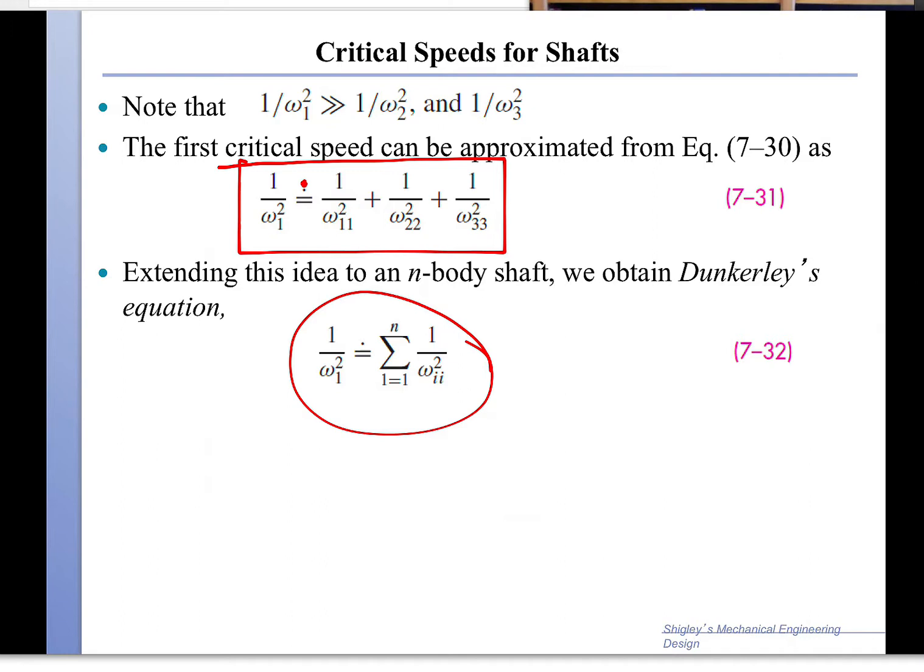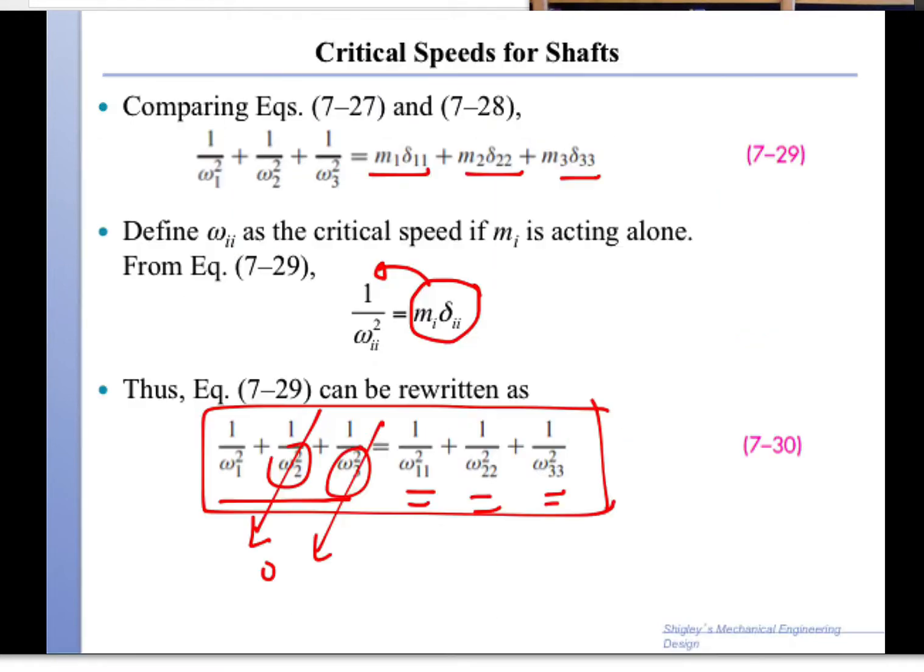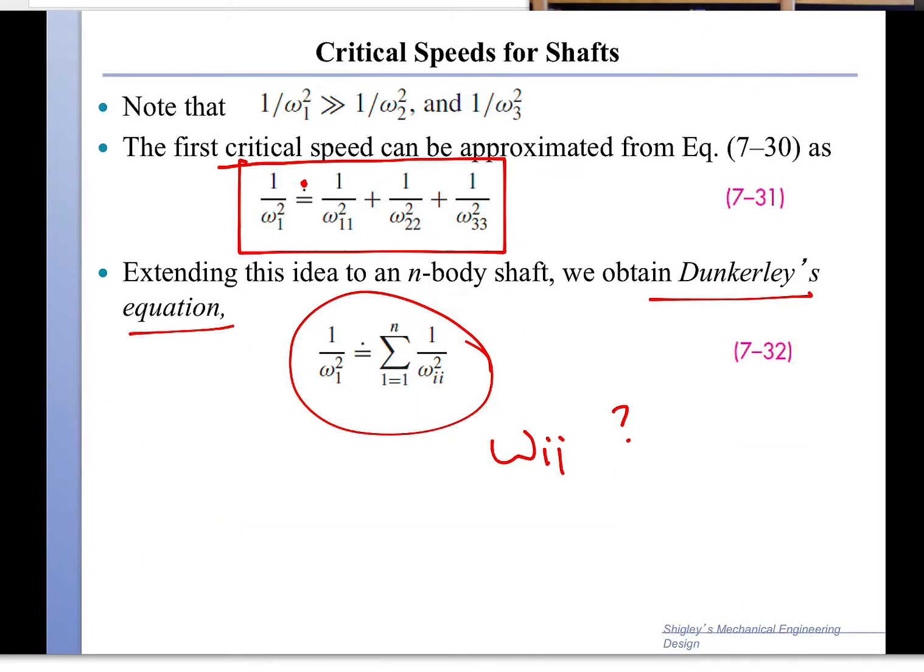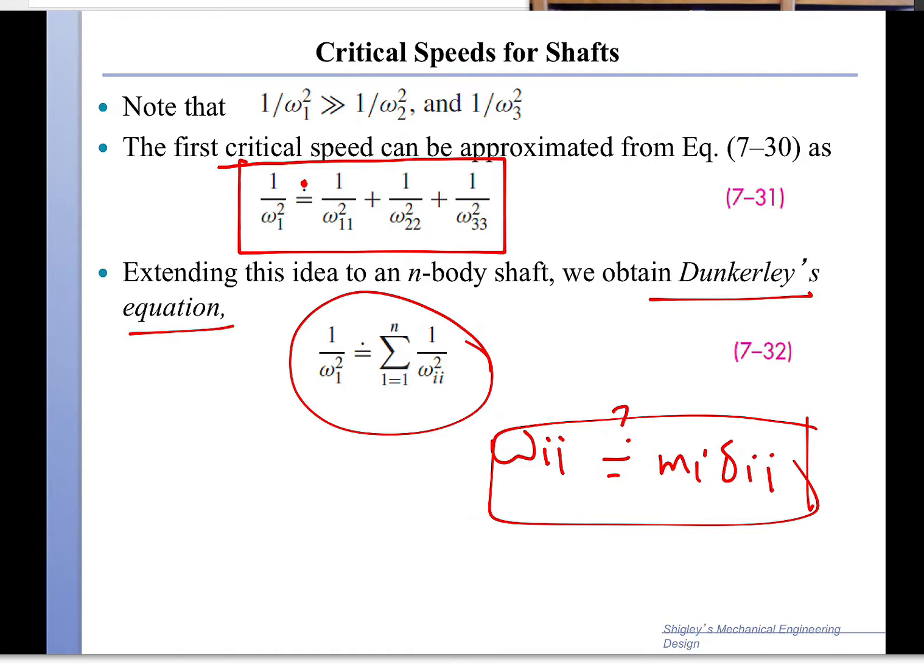So all we have to do now in Dunkerley's equation is find omega ii. This is the task, and omega ii, as you know, is defined through mi delta ii. That's basically what we need to do: put the concentrated loads, find the influence coefficients, and then move on to approximate the solution to find the first critical speed.